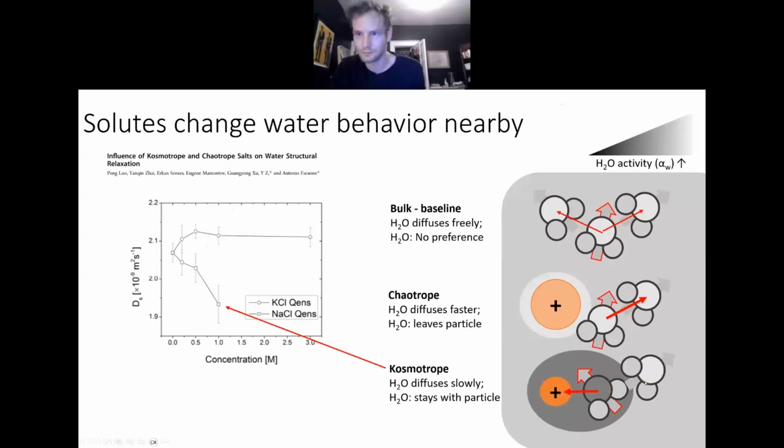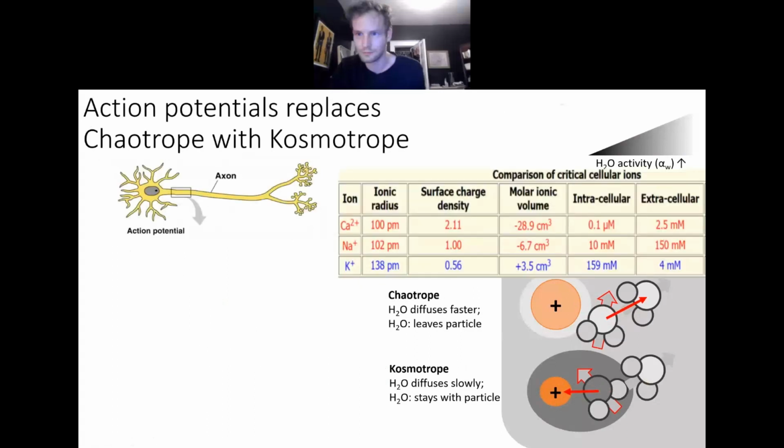And this is what caused it to be a kosmotrope. So this is relevant to us in biology because intracellular salt concentrations, like in a neuron, in the axon, is about 150 millimolar potassium, and inside the cell is only 10 millimolar sodium, but outside the cell is 150 millimolar sodium. So the cell likes to keep potassium inside and sodium on the outside.